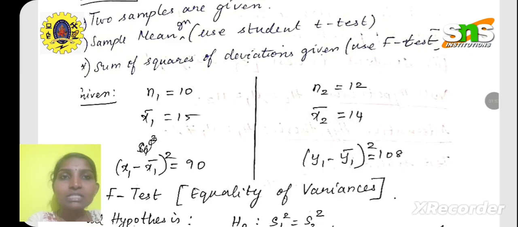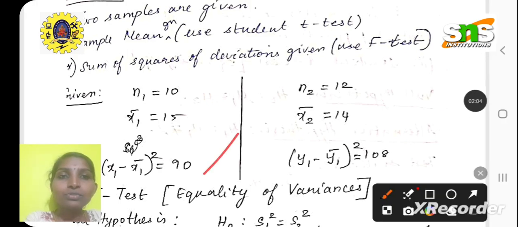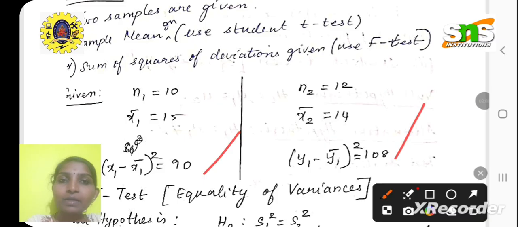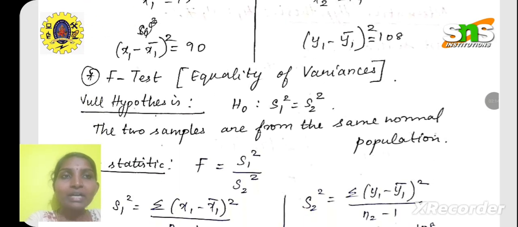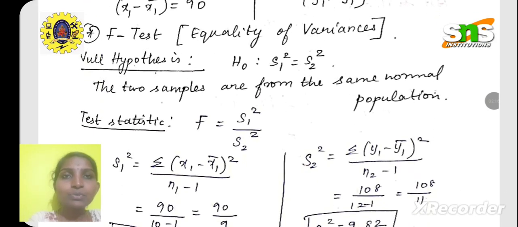Given that n1 is equal to 10, n2 is equal to 12, the sample mean for the first sample is 15 and the sample mean for the second sample is 14. We are also given the sum of the squares of the deviations of the samples, which is nothing but the summation of (x1 minus x1 bar) the whole square and (y1 minus y1 bar) the whole square. These are the given things. And what do we have to do? We have to go on with the testing of hypothesis procedure.